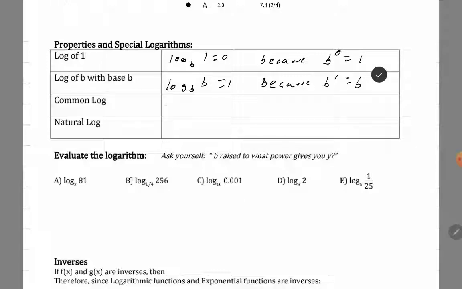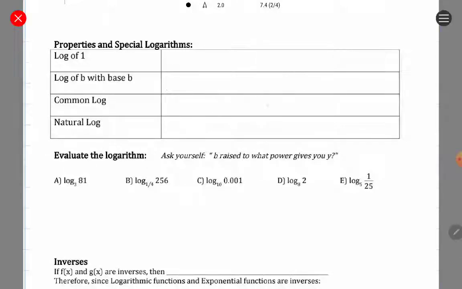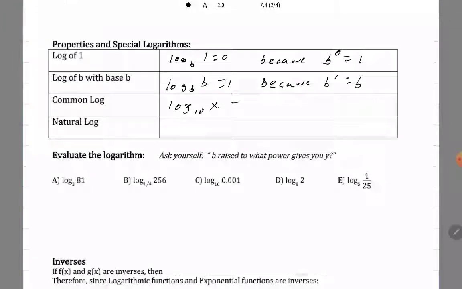Common log, so we already know about that, which is log base 10 of x. We just call it log, equals log of x. Makes it a little bit easier, right? And then we have the natural log, log base e of x. So we break that a little bit faster, ln of x. Okay.